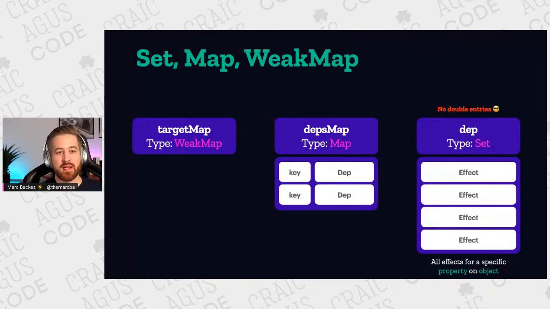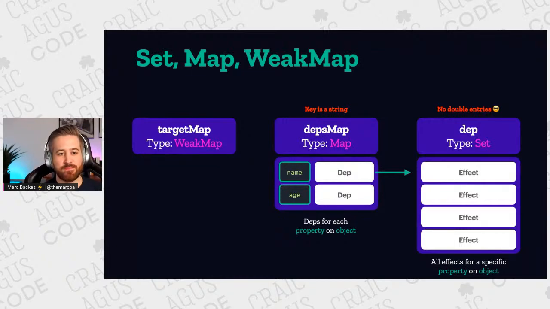Then there is depth map. This is a map, so a key value pair where the key is a string. So something like this, name and age. Those are the keys. It's just a regular string. And the value is not a natural value, but it is a set. Which set? The set of effects. So here we have depths, so sets of effects for each property. Depths for each property on the object.